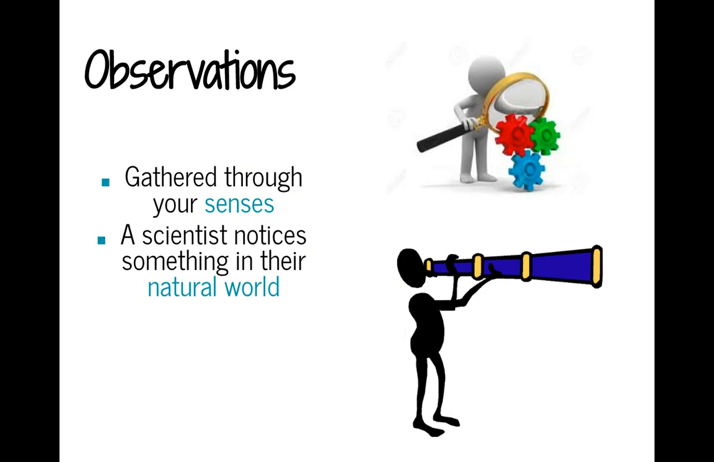But let's start off with the first step, observations. Whenever we observe something, we gather this through our senses. So a scientist notices something in their natural world. They see something that allows them to kind of question, what is it that they're looking at?